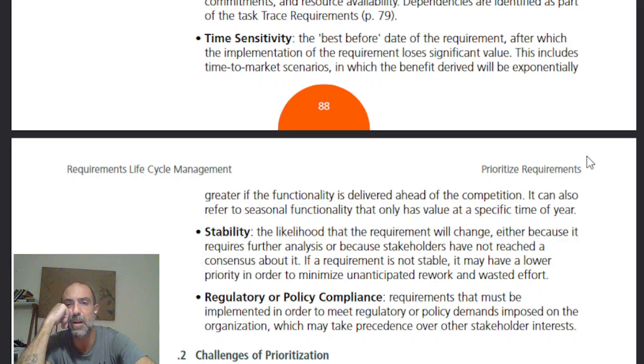This includes time to market scenarios, in which the benefit derived will be exponentially greater if the functionality is delivered ahead of the competition. It can also refer to seasonal functionality that only has value at specific times of the year. Amazing.